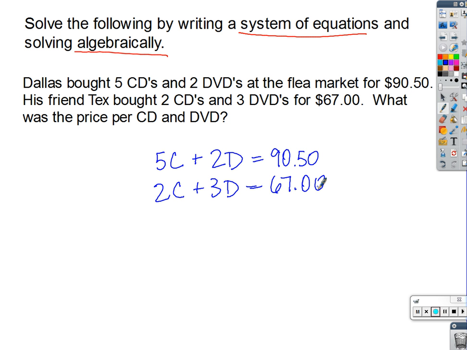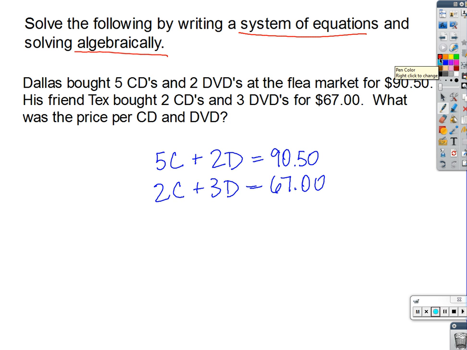Well, unfortunately, this is not set up for substitution. It is not set up for equal values. It is best set up for elimination. Now, you can still use any of those other methods. It will just involve more work. Now, what variable are we going to eliminate? That's entirely up to you. We can eliminate C or D.